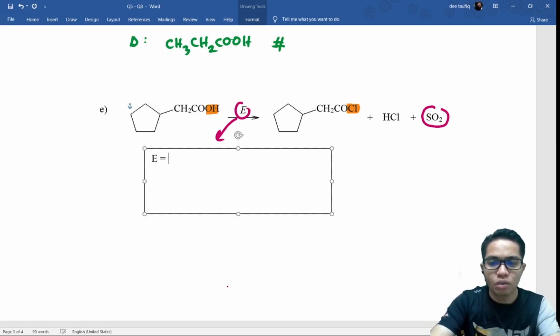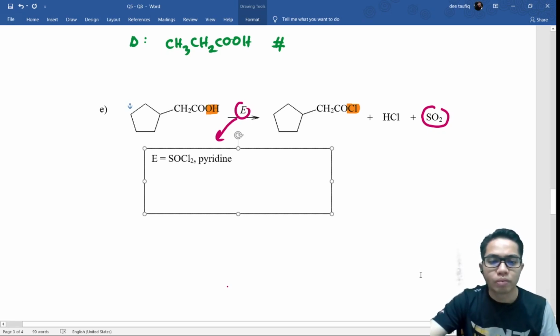So E equal to SOCl2 in pyridine. Okay, itu adalah E.